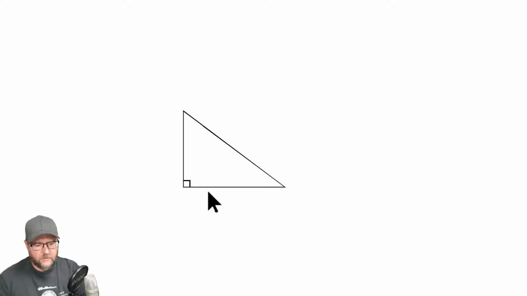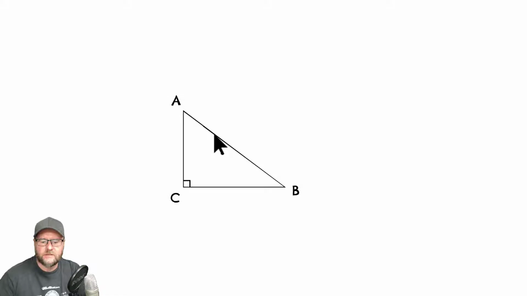We know from previous videos that we can name them with capital letters at each vertice, which is the pointy bit at the end. Each one of these is a vertex, the plural is vertices. And I know I can name the sides with the corresponding little letter. So opposite vertex A is side A. Opposite vertex B is side B.